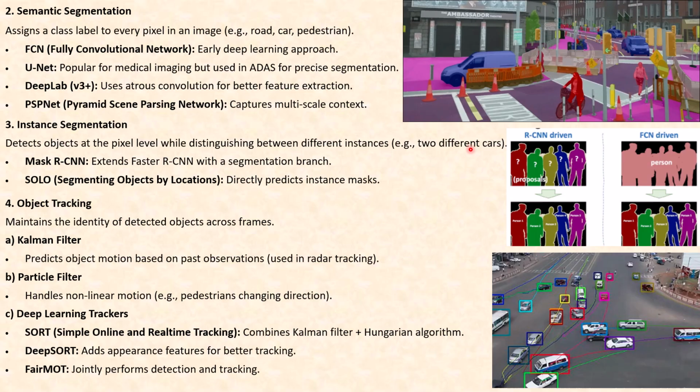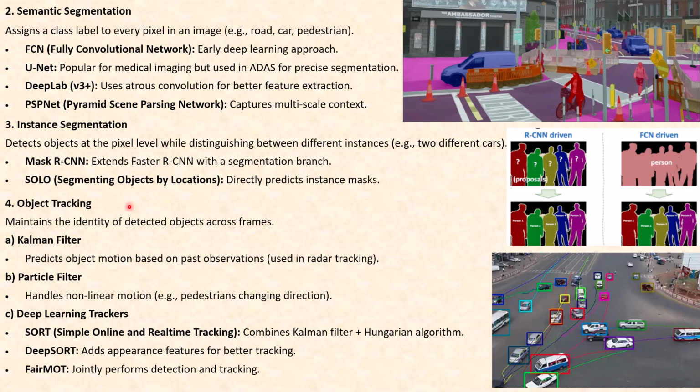For example, you are traveling on the road, and in front of you there is one Toyota car and another Ford car. It clearly distinguishes between the two cars with the help of instance segmentation. And what are the names of the algorithms? First is Mask R-CNN, second is SOLO. Mask R-CNN extends Faster R-CNN with a segmentation branch, and SOLO directly predicts the instance mask. That is the reason SOLO is more popular than Mask R-CNN.